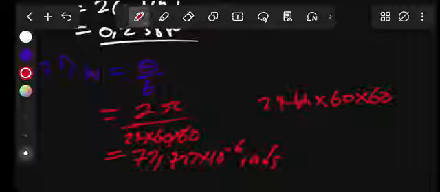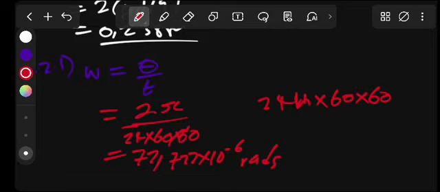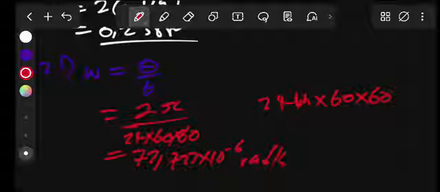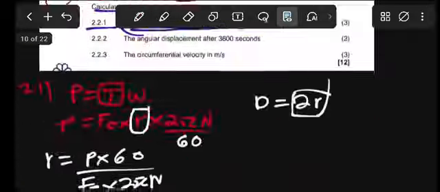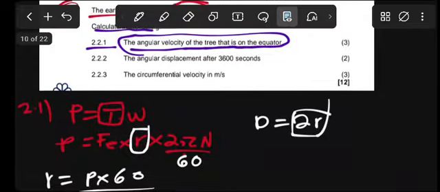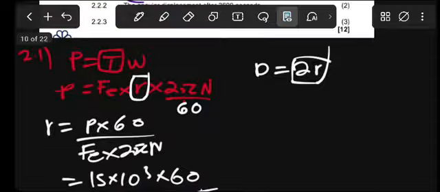That is what we have, guys. Rads per second. Remember, angular velocity is measured in rads per second. 72,722, multiply by that. So that is what we have. Now it says the angular displacement after 360 seconds.